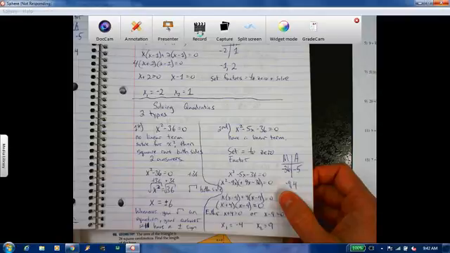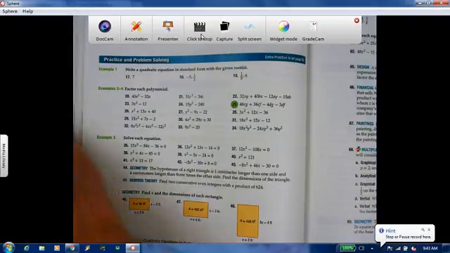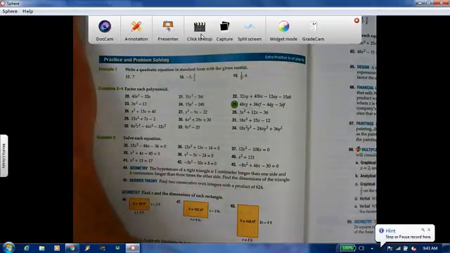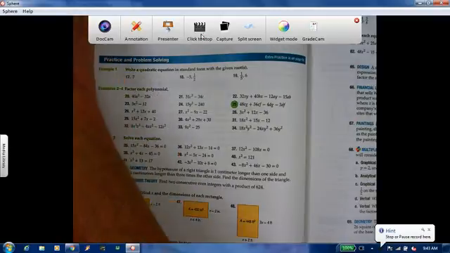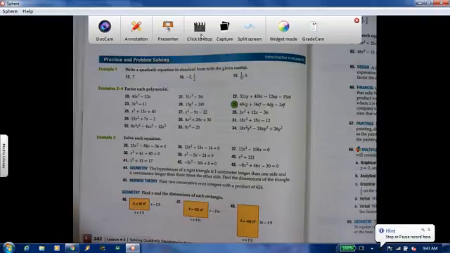Again, wonder here. Do common factor. Okay. No additional questions on that.